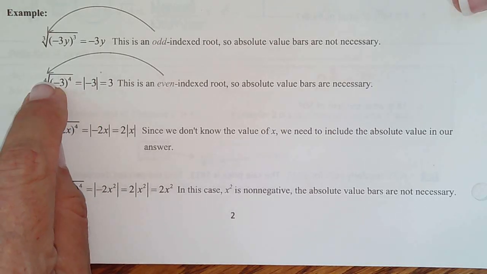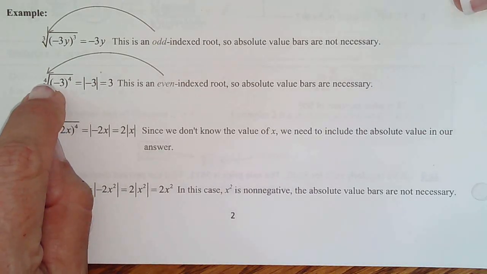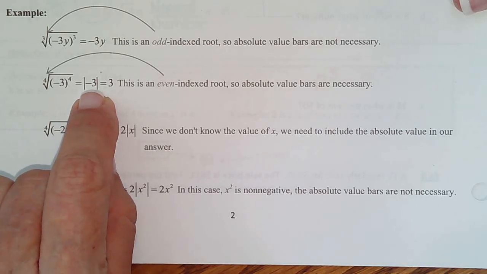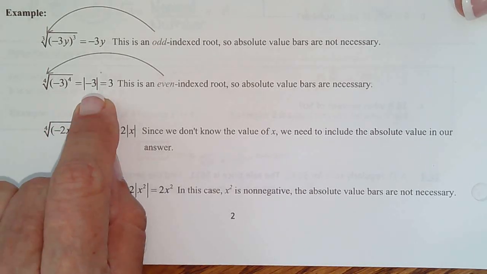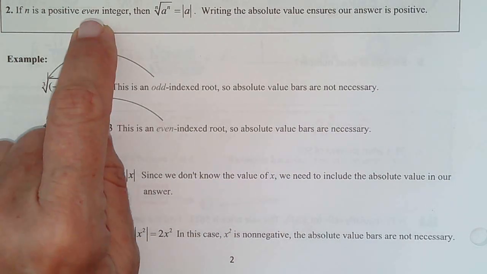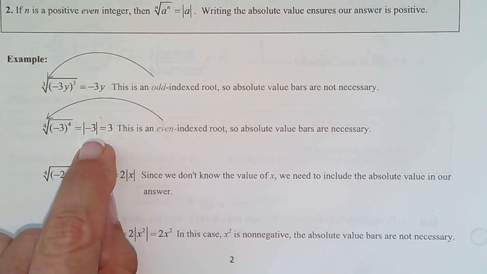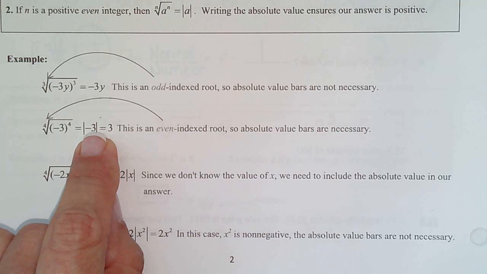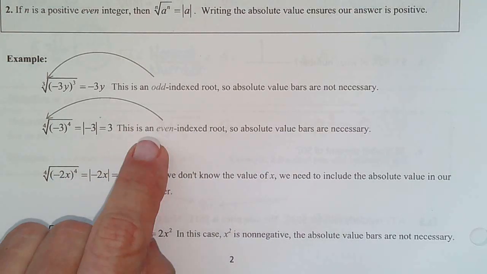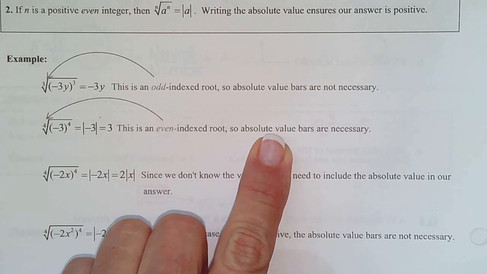4 divided by 4 is negative 3 to the first. Because this is even, I need a positive answer. So I need to put negative 3 in absolute value, as the box says above. If the index is even, take the absolute value of the radicand. So what's the absolute value of negative 3? Positive 3.